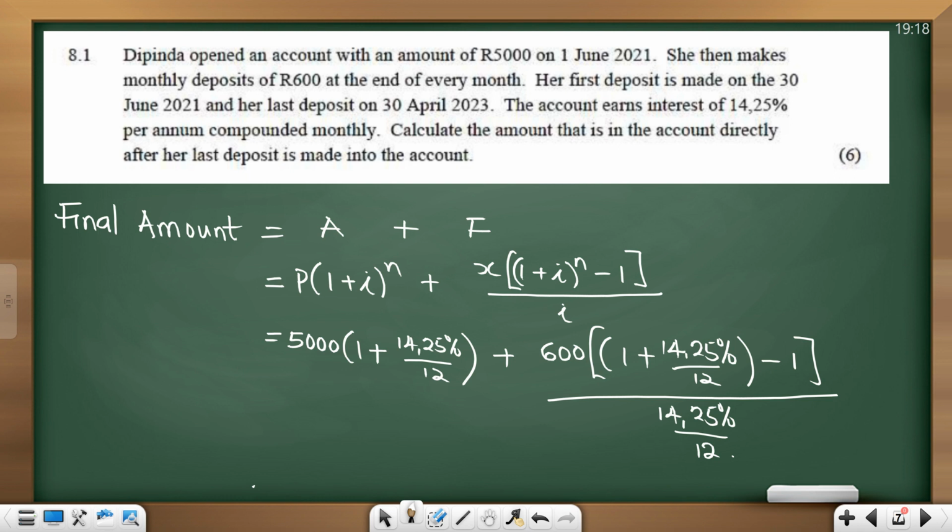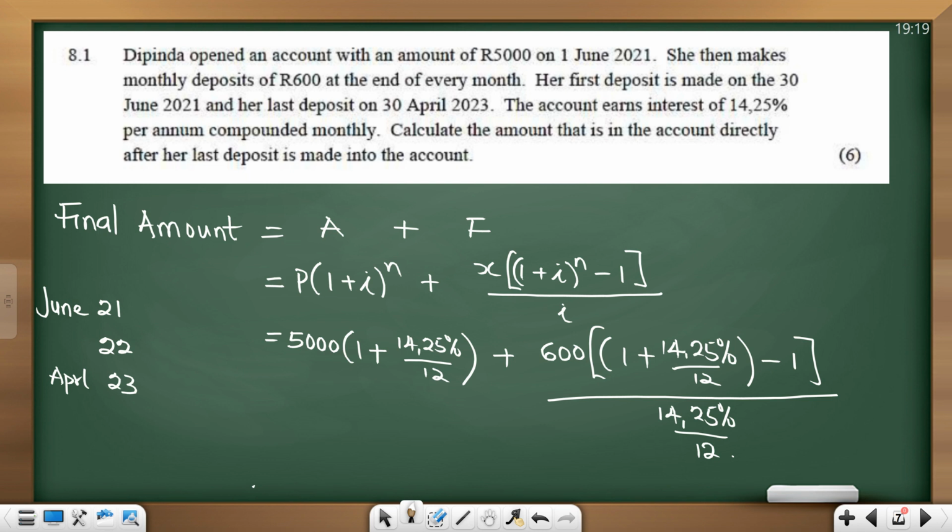Let's look for the monthly deposit. How many deposits did she make? June till April. Okay, so if you are confused, let's be smart. Let's count, the baby way. This is June 2021, right? Okay, so there's 2021. Then we see that it's the whole of 2022. And then she stops at April 23.